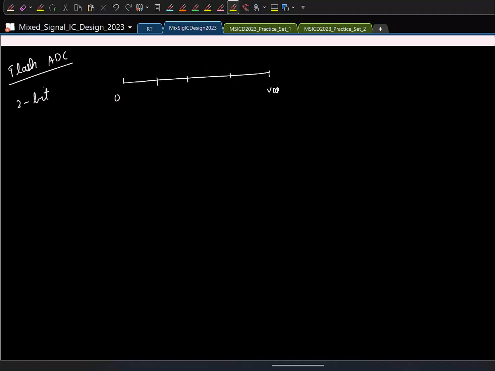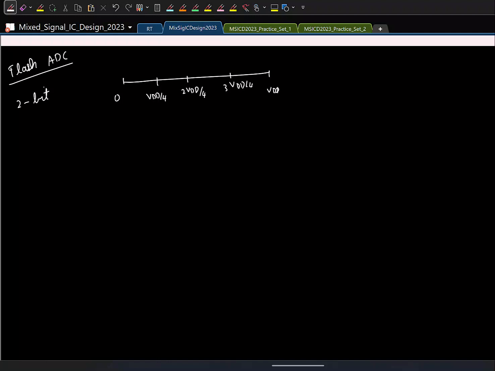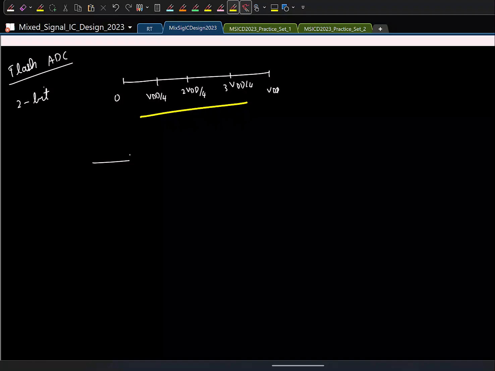And what will be the voltage levels here? Yeah, so it will be VDD by 4, 2 VDD by 4 and 3 VDD by 4. So what I have to do is, how many comparators I need to have then? I have to compare the input with these guys. So how many comparators I need?